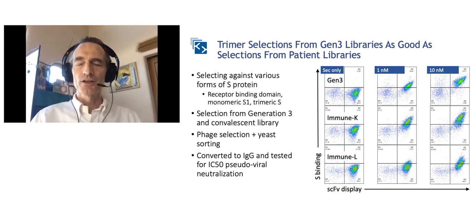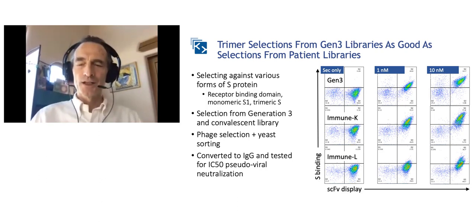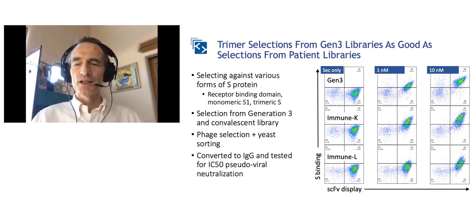And here what you see is a yeast display plot. So in the x-axis, you have the amount of display. So each dot represents a yeast with antibody on its surface. The further to the right, the more antibody on the surface. And on the y-axis, you have the amount of S protein binding. And so the further up the plot a yeast particle is, the more spike protein it's binding. And if you look here, in the middle at the 1 nanomolar set of plots, you can see that the generation 3 library is pretty similar to the immune kappa library, slightly less good, and much better than the immune lambda library.